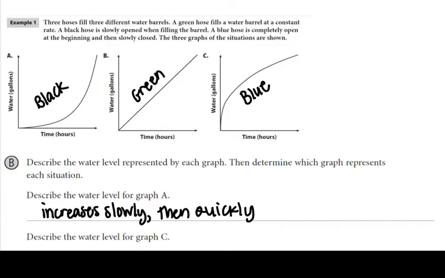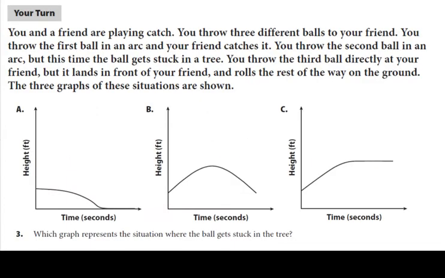For C, it increases quickly. And then slowly. And then the next question just asks us which hose is which. And that's how you read a graph. Here's one for you to try, so please press pause. And when you come back, I'll reveal the answer.